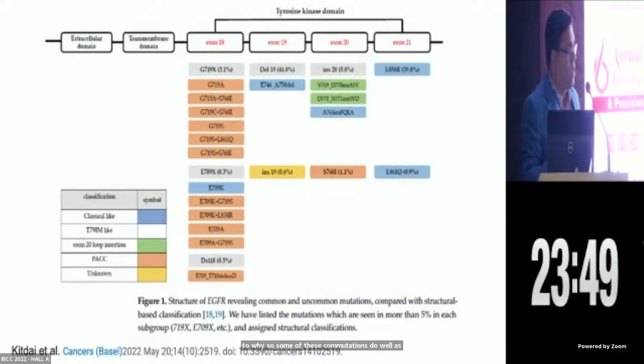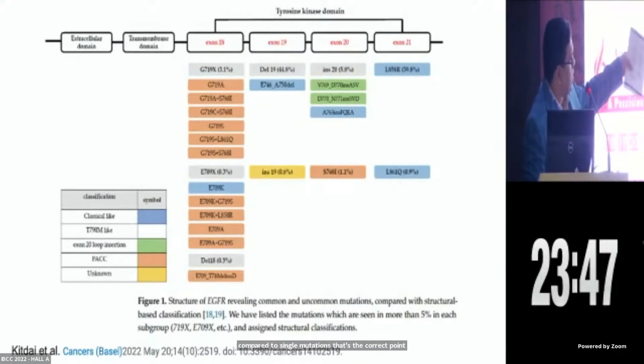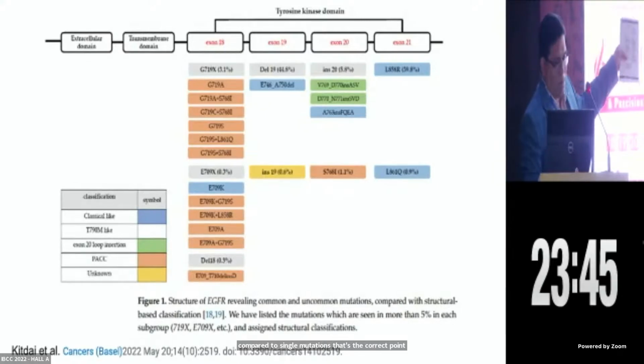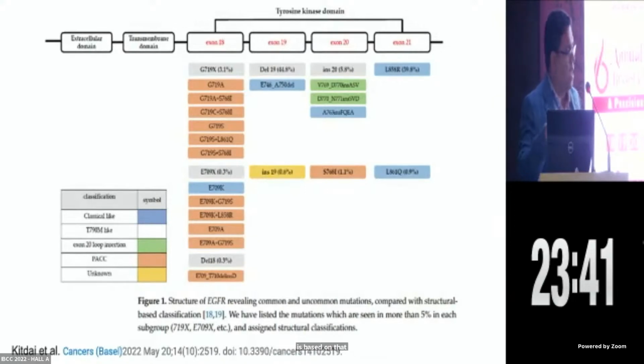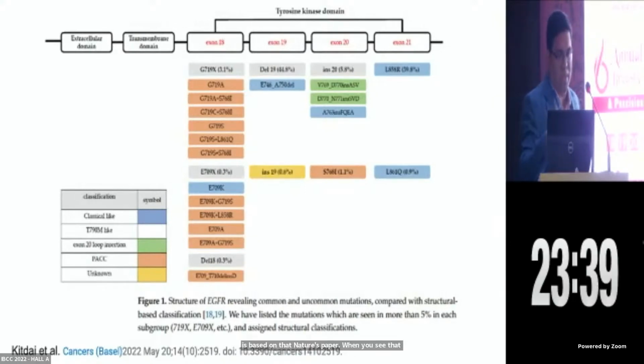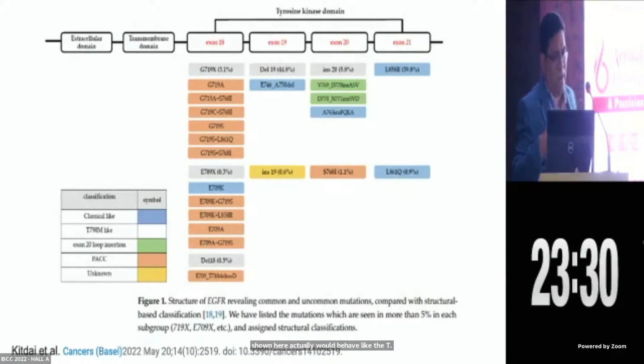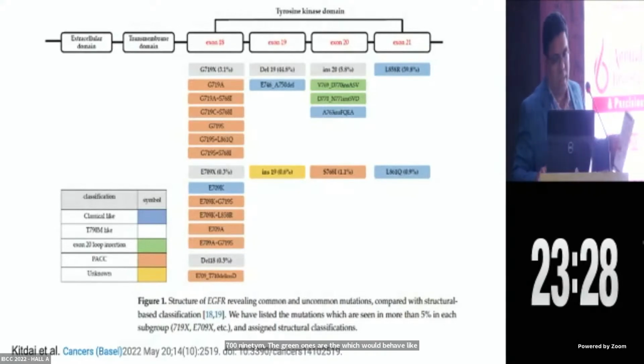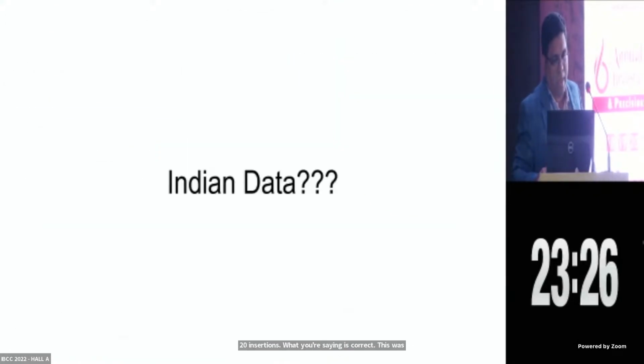That's the correct point. And the coloring for the symbol is based on that Nature paper, where you see that the classic ones would behave like the sensitizing mutations. The white ones, which I have not shown here, would behave like the T790M. The green ones would behave like exon 20 insertions. What you're saying is correct. This was the Nature classification which was given.